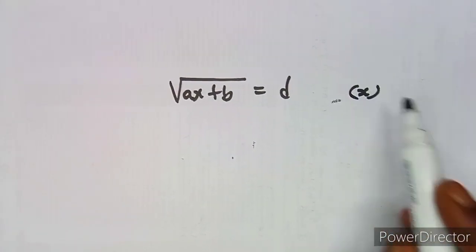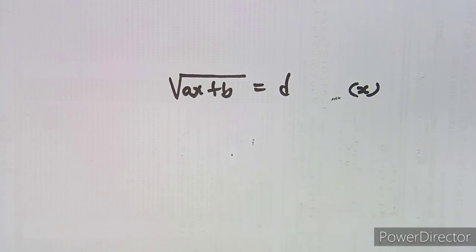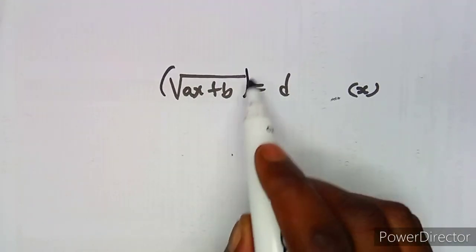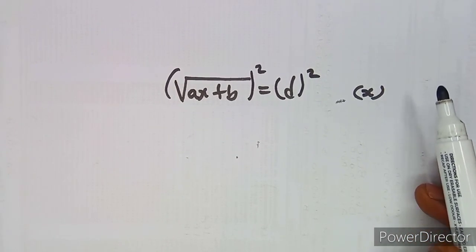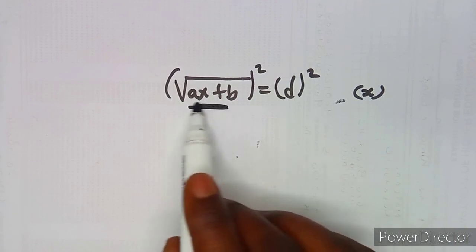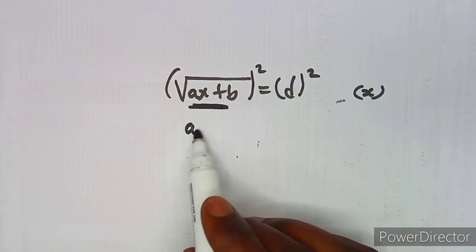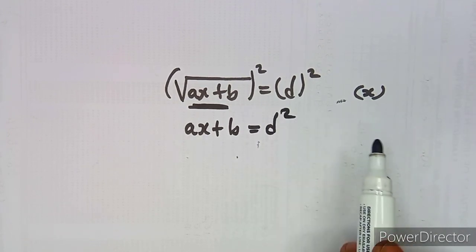So it means we are actually making x the subject of the formula. How can we make x the subject of the formula in this case? Take note of the equation. There's a square root there. In order for you to remove this square root, you are going to raise everything to the exponent of 2. The moment you raise this to the exponent of 2, you get rid of the square root. So you remain with ax plus b, which is equal to d squared.